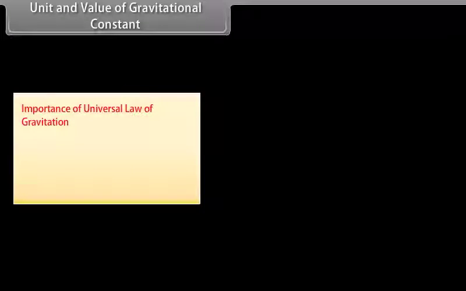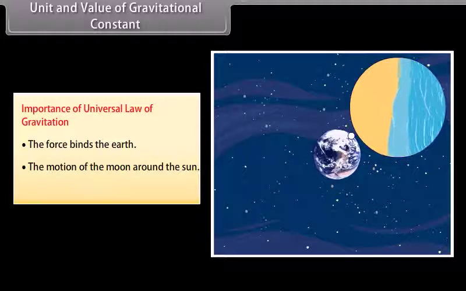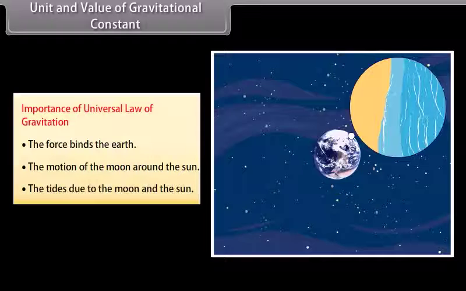Importance of universal law of gravitation. The force binds us to the earth, and governs the motion of the moon around the earth, the earth around the sun, and the tides due to the moon and the sun.